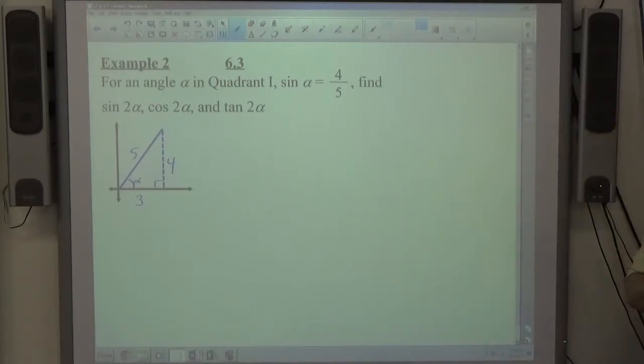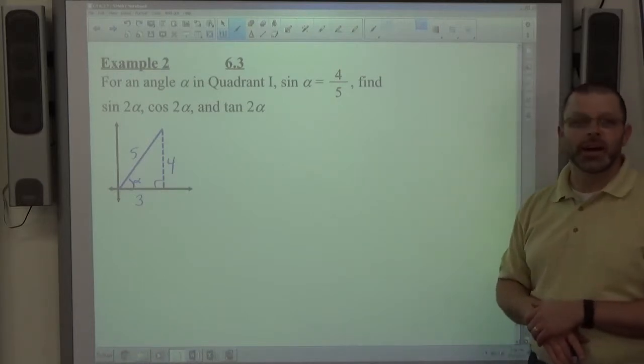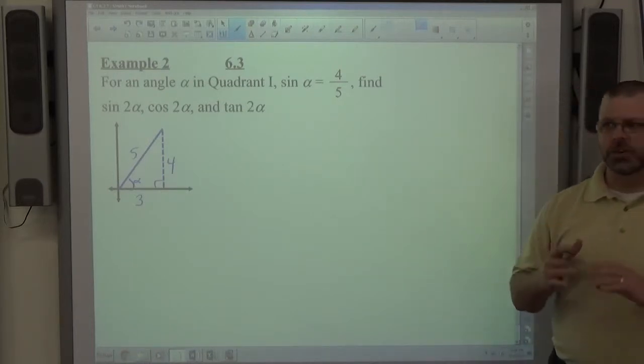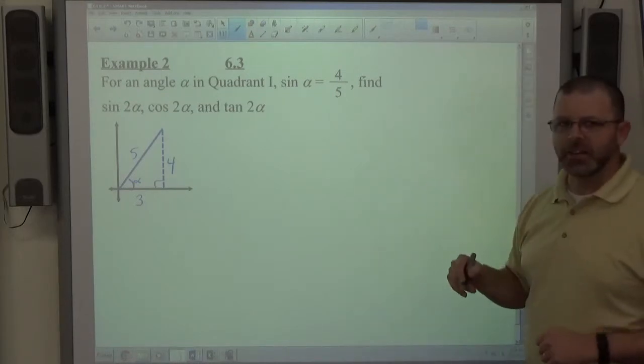That's just our normal 3, 4, 5 right triangle. The majority of the problems in this section are going to give you perfect Pythagorean triples. So 7, 24, 25 is a popular one. 5, 12, 13, 8, 15, 17, 20, 21, 29. There are certain ones where they're all integer sides, and they're going to give you a lot of those.